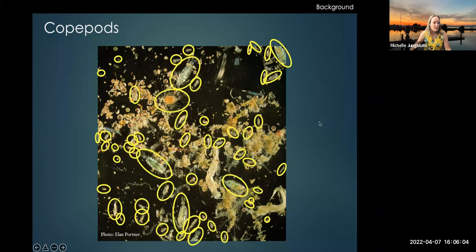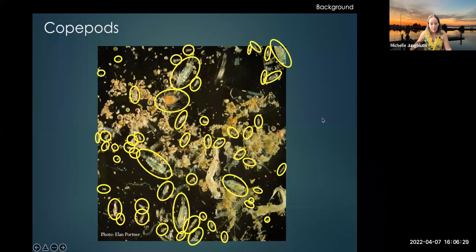When you look closer, I've gone and circled everything that I could identify to be different species or life stage of a copepod. And I like it because it sort of illustrates the fact that they tend to be the most abundant type of zooplankton in marine and a lot of aquatic environments. And they're also highly diverse.